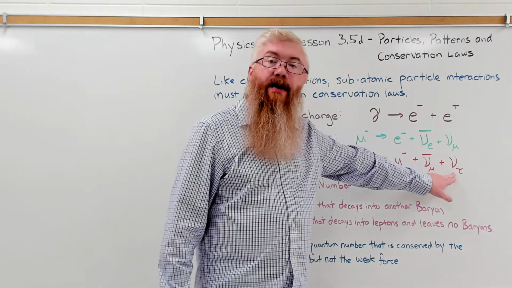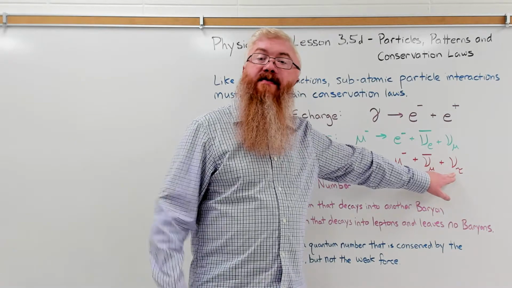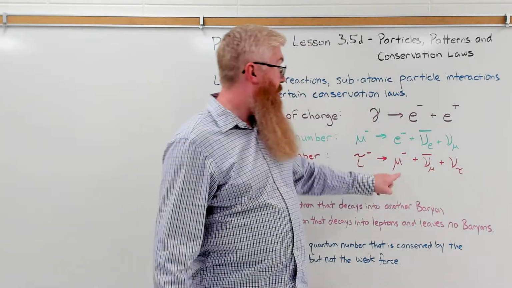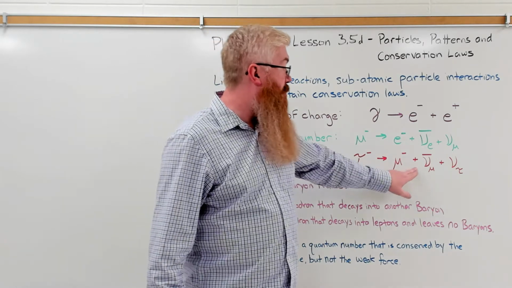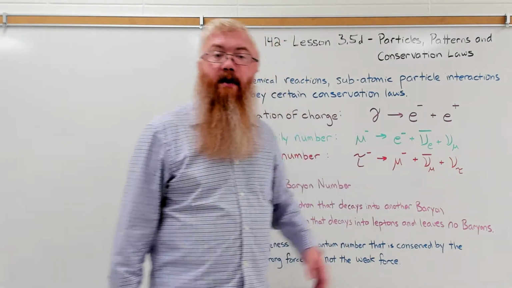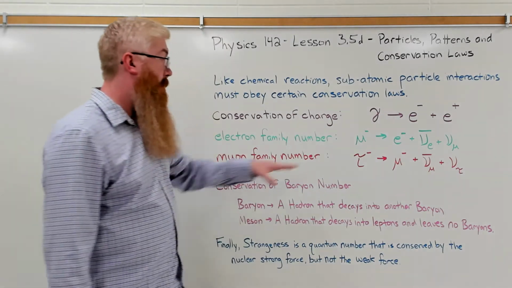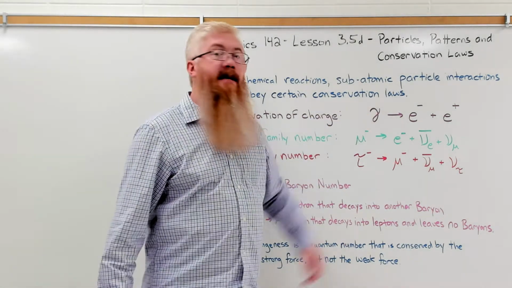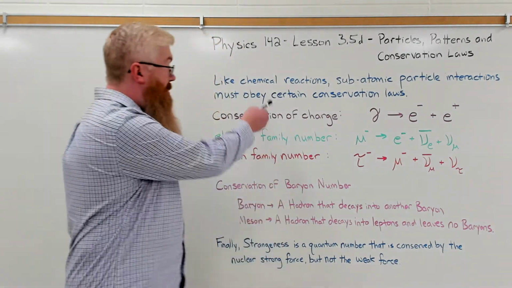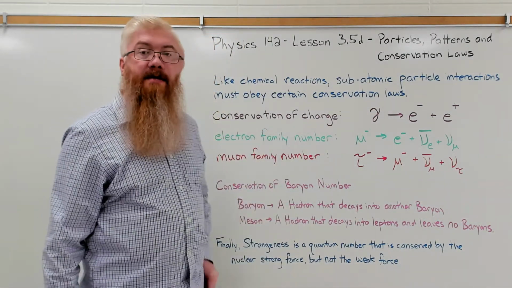This is a tau neutrino. It has a muon family number of 0. It's not a muon. So here is 0 on the left-hand side. 1 plus and minus 1 on the right-hand side is 0. So muon family number remains constant. So these reactions are possible because they don't violate these conservation laws.